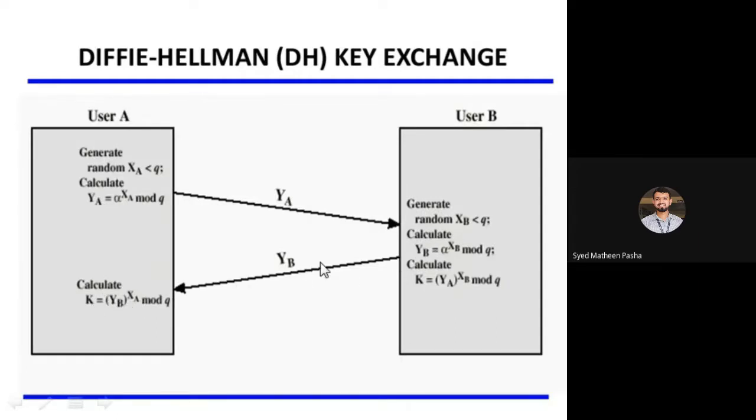Once he gets YB from user B, he will calculate the key again, represented as K, with respect to whatever data he got, that is YB. He already knows XA, and mod Q. Similarly, Bob will also calculate the key, YA to the power of XB mod Q. So at last, the key should be similar for both users, user A as well as user B. So this is how the key exchange happens with the Diffie Hellman technique.